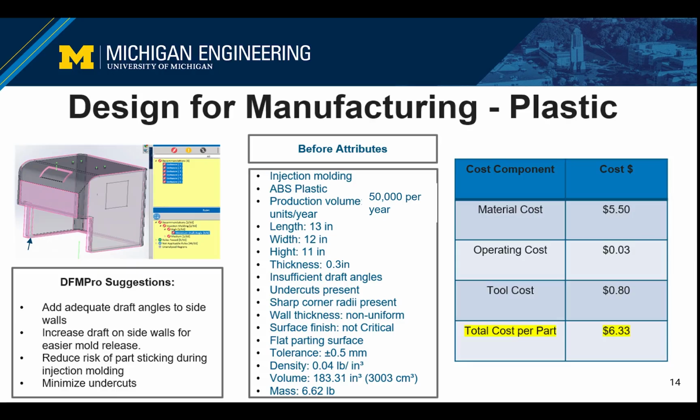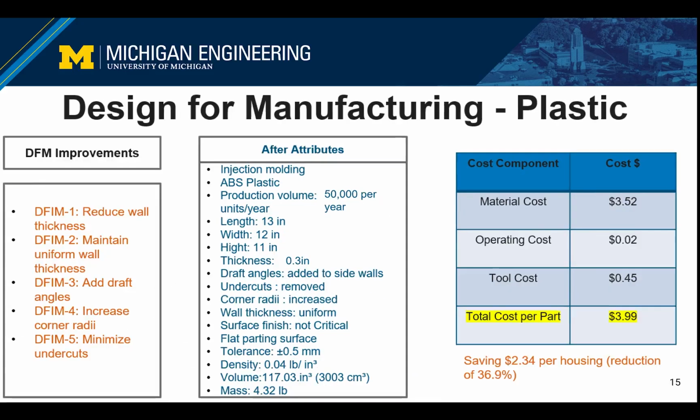Because of the larger material volume and the manufacturing issues identified by DfM Pro, the estimated material cost was 5.5 per part, including operating and tooling costs. The total cost was approximately 6.33 per housing. This design met the functional requirements, but it was not optimized for manufacturing efficiency or cost.